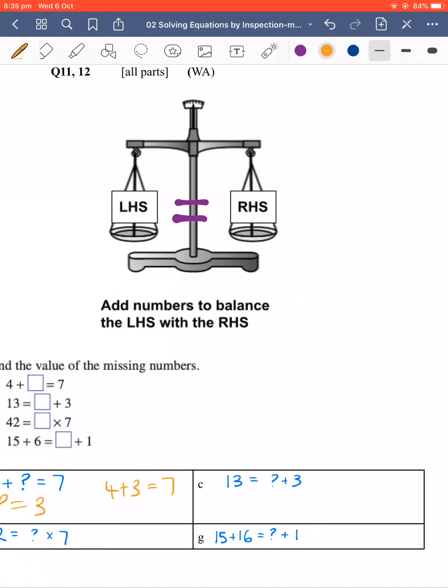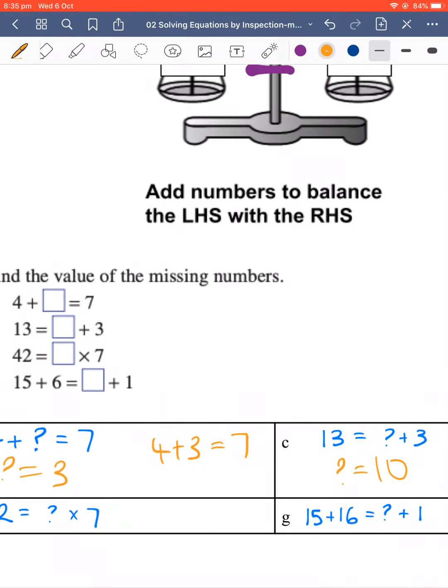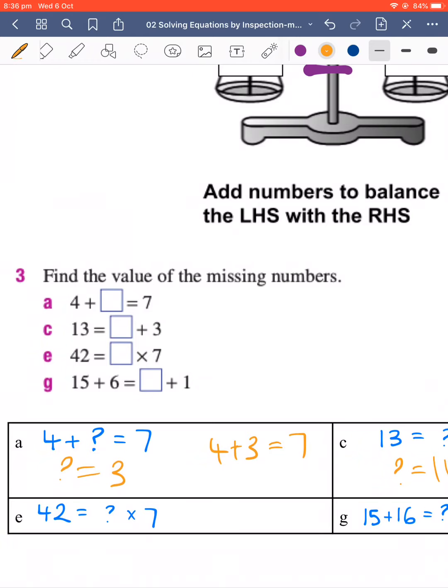So 13 equals some number plus 3. So I have 3 and I'm adding something to get to 13. I reckon that one is actually 10. So let's double check: 13 equals 10 plus 3. Yep, that's correct. And again, we're using that method of substituting it in to make sure that we've got the right answer.